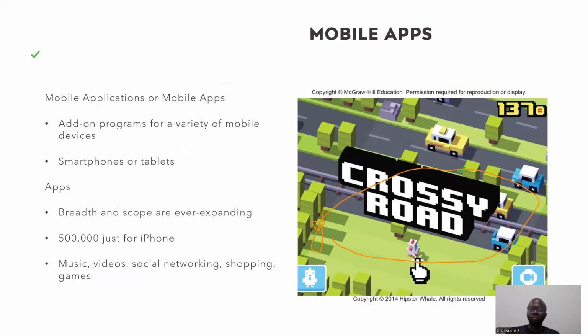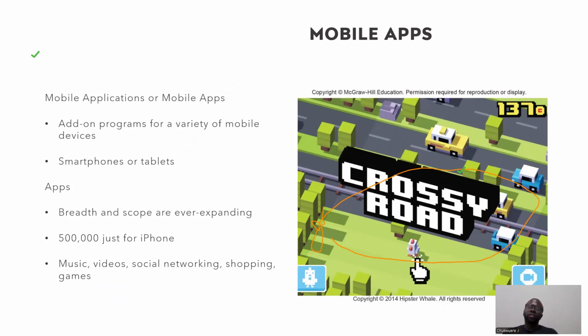Mobile app this, mobile app that, as you hear every day. The full name is what? Mobile application, or short for mobile app. It is an app or program for a variety of mobile devices. Remember, your system software is there. Now your application is what enables you to perform a task.